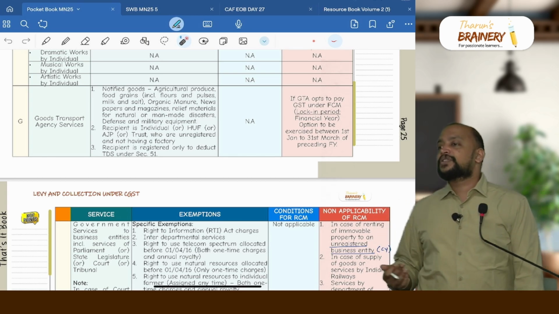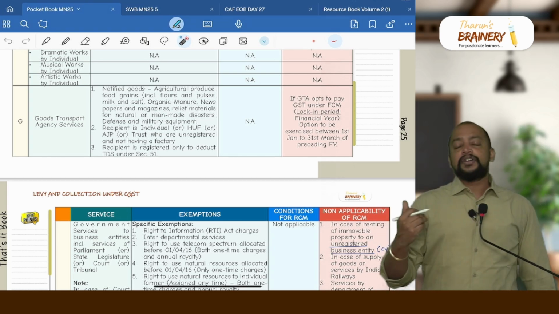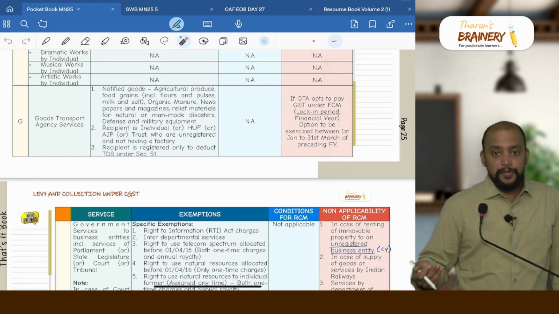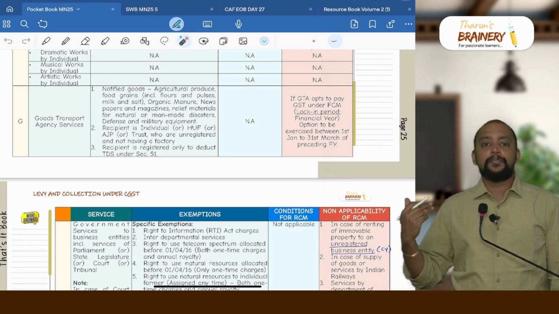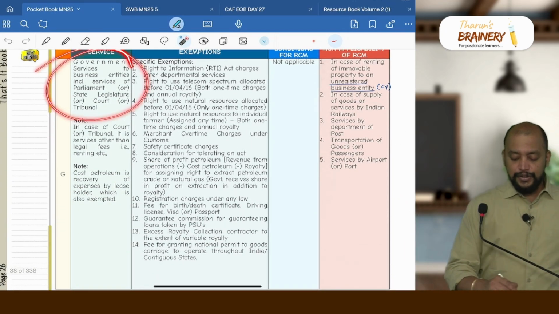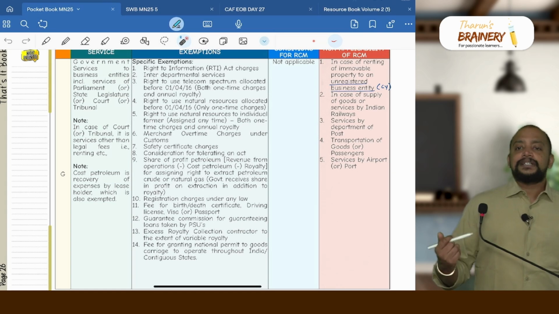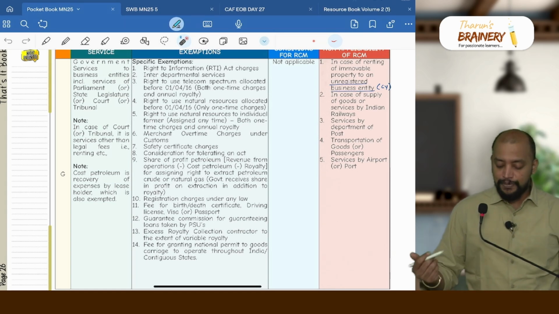Whereas if the RCM option is selected, it will always be on the recipient and 5% will be the rate. If the question is silent, we need to go for the RCM option. Only if the question specifies that they have opted for FCM, it will be FCM. Then next, government services to business entities. It also includes services provided by parliament or state legislature, court or tribunal to business entities.